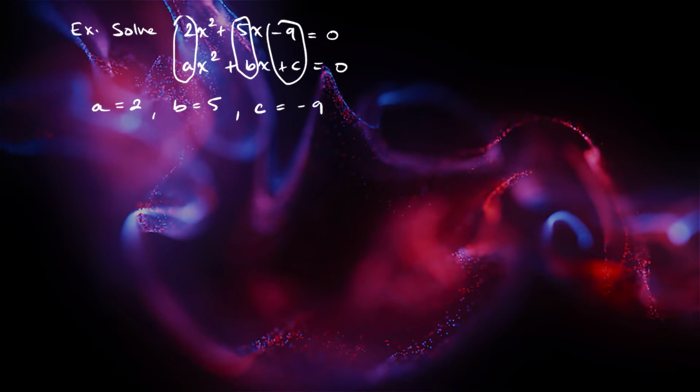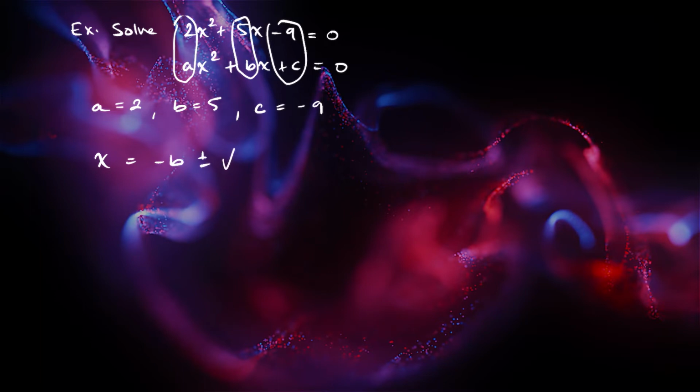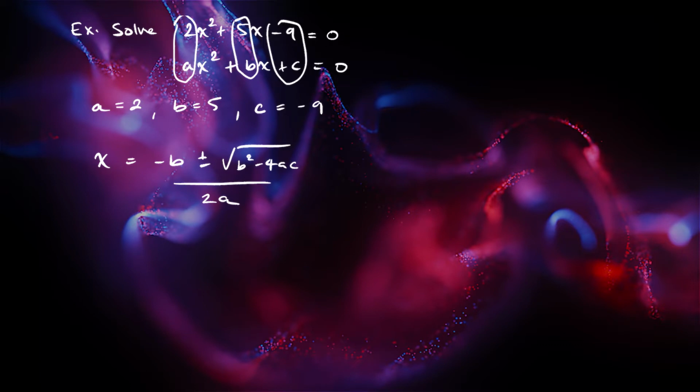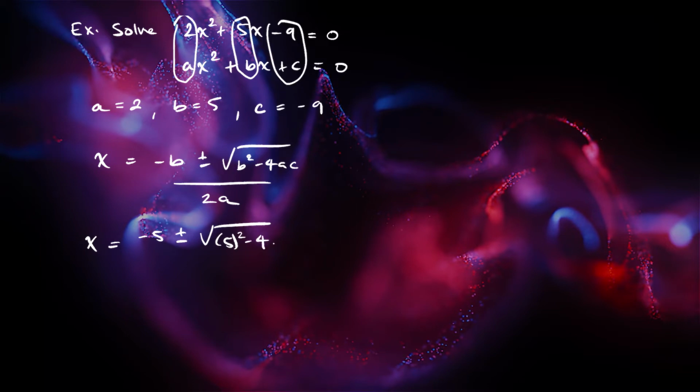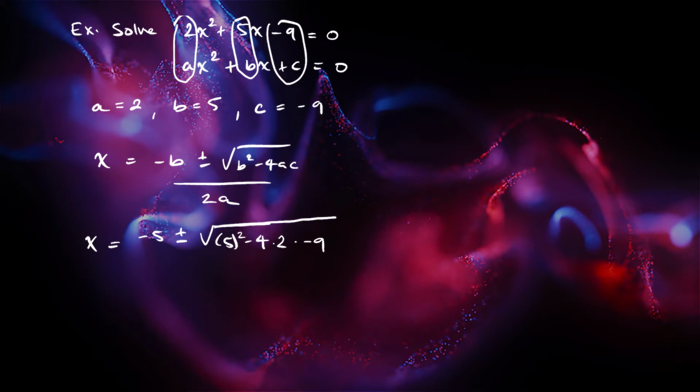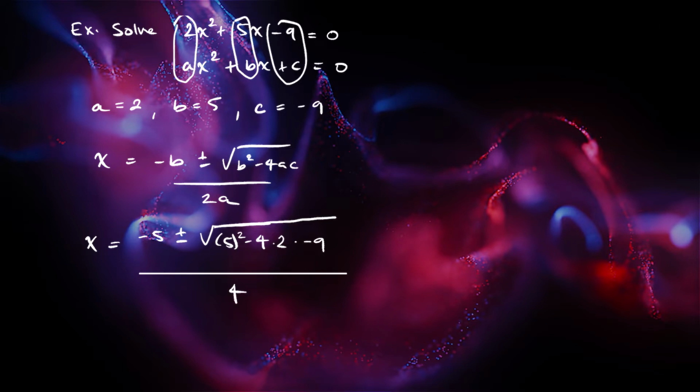So all we're going to do is plug that into the quadratic formula. Remember, the quadratic formula is x is equal to negative b plus or minus the square root of b squared minus 4ac, all over 2a. So I'm going to substitute this in. b is 5, so we're going to get negative 5 plus or minus the square root of 5 squared minus 4 times a being 2 times c being negative 9. So this is all the square root, and that's all over 2 times a, which is 4.